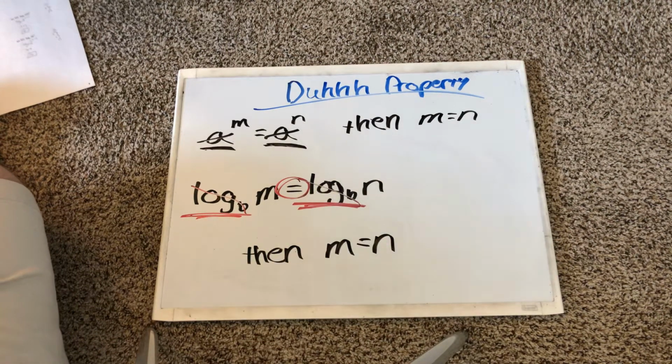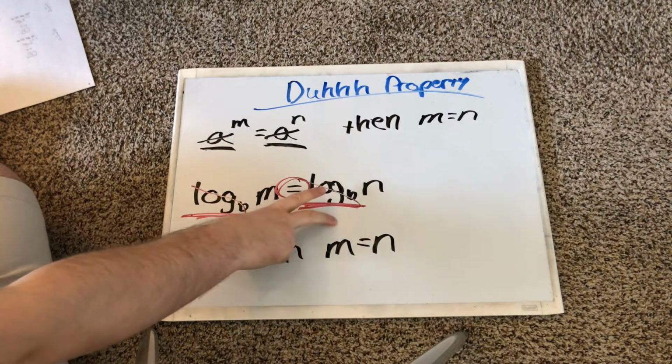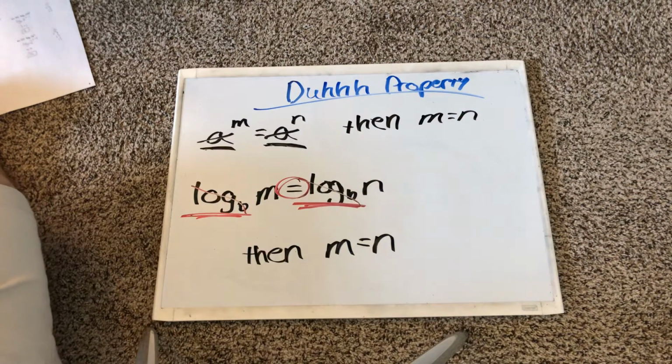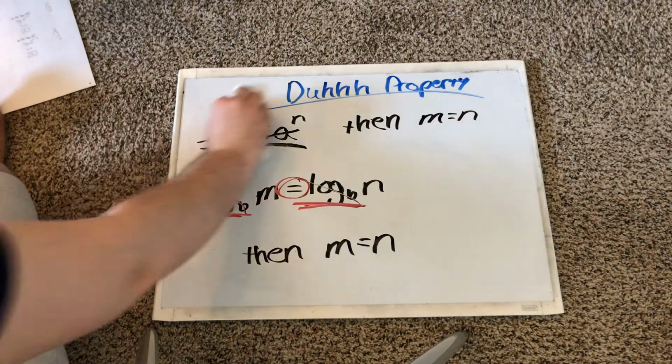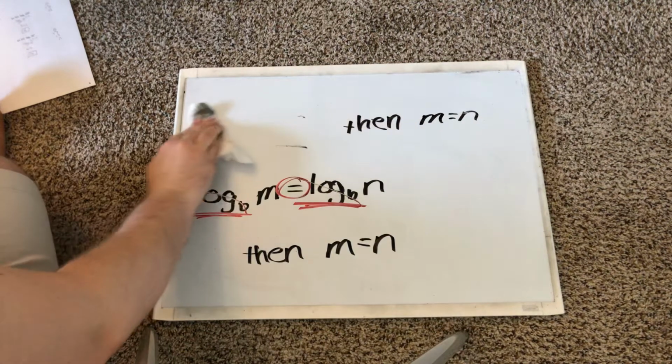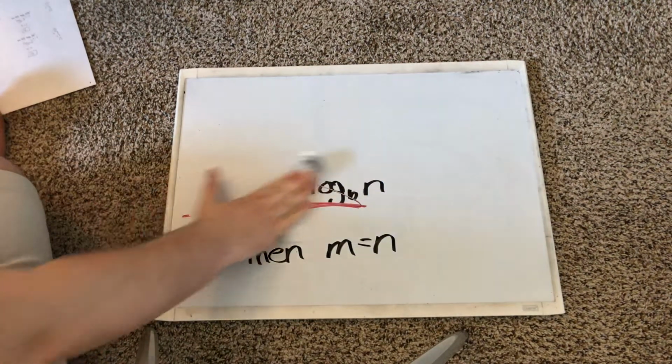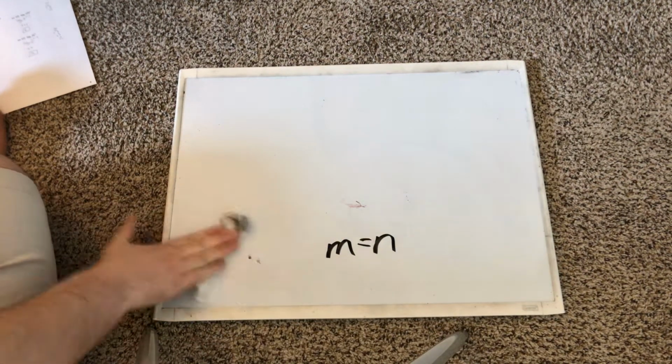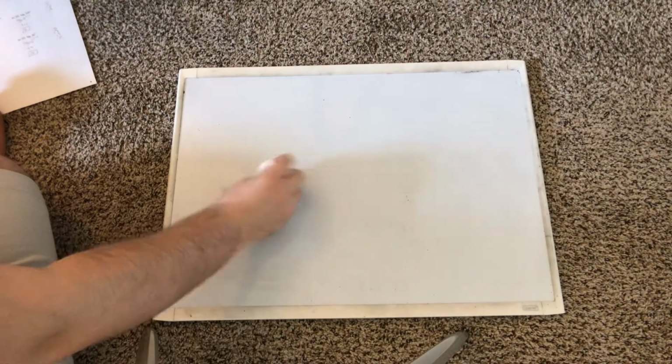But in order to do this, you need an equal sign and you need to have the logs with the exact same base. Otherwise, you are not able to do it. So keep that in mind. That property is going to come back when we are going to solve logs. Right now, we're just simplifying and going through the properties.